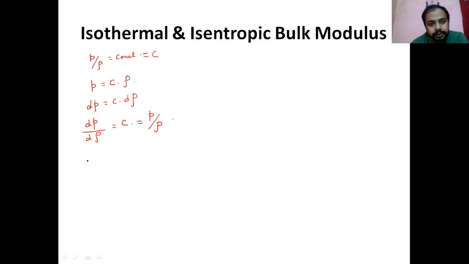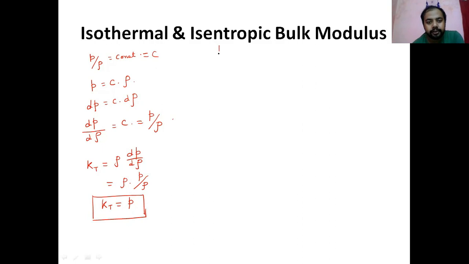So your bulk modulus at the isothermal case, the isothermal bulk modulus KT, we are writing it as rho into dP by d rho, which is equal to pressure. The same pressure gives you the bulk modulus in case of KT. It is the isothermal bulk modulus.